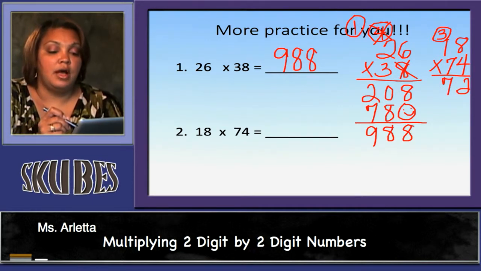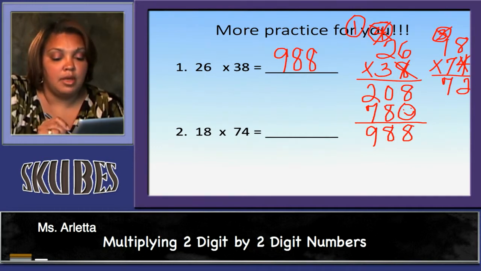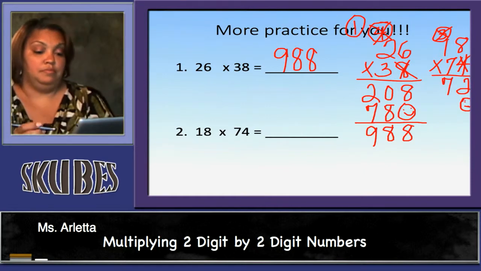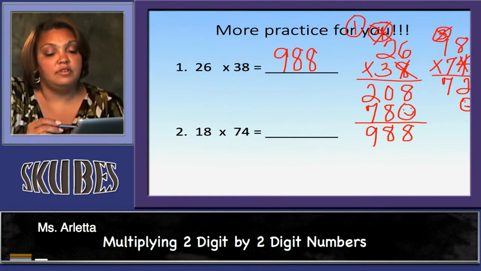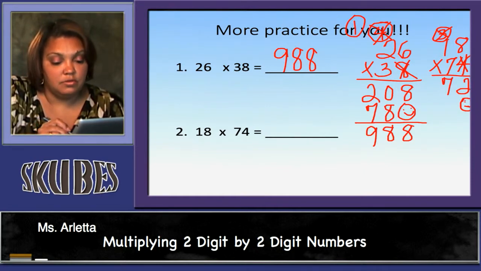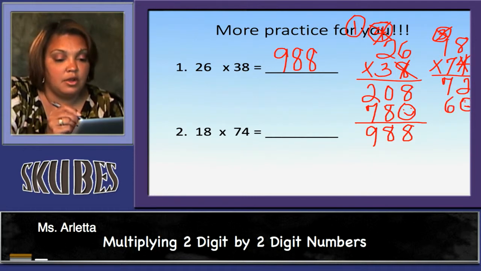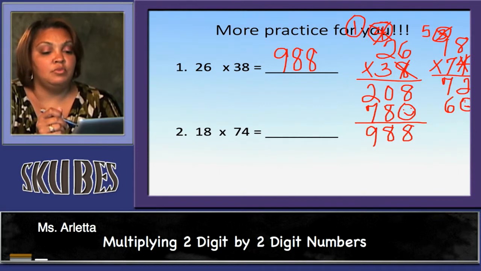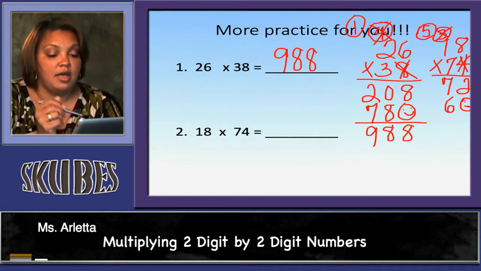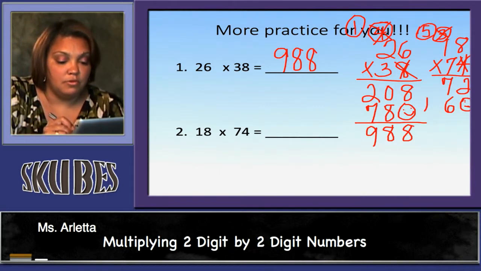I need to clean up the house in the ones place. And I need to make Mama happy underneath the ones answer. 7 times 8 is 56. I'll write my 6 and carry my 5. 7 times 1 is 7, plus that 5 makes 12.